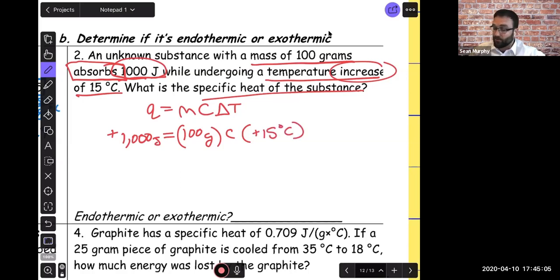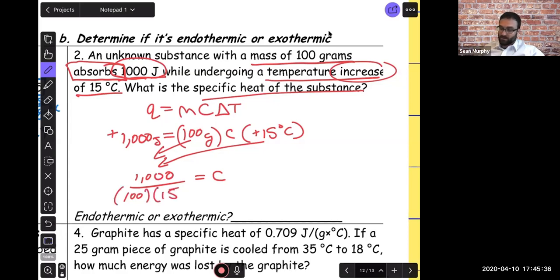Let's rearrange the formula. Remember, C is by itself. We have things on the opposite side of the equal sign. So we are going to move 100 down to the bottom, and we're also going to move 15 down to the bottom. So now C is by itself. We still have 1,000 on the top, and we just cross multiplied and brought the 100 to the bottom and the 15 to the bottom.